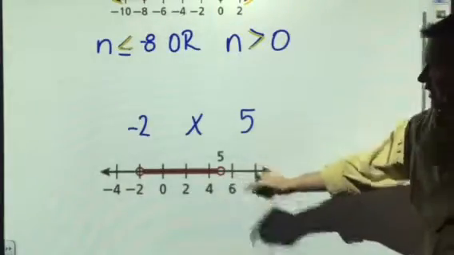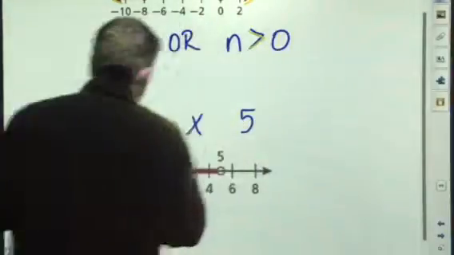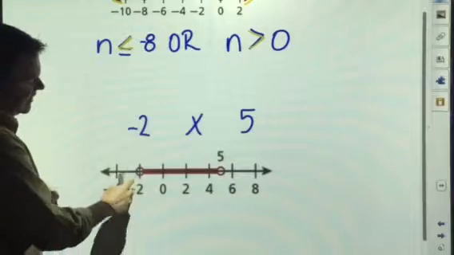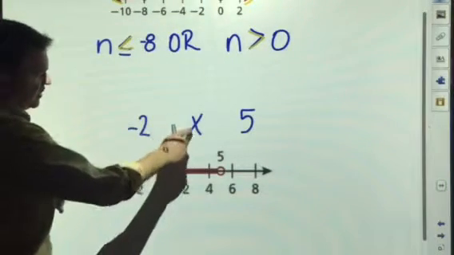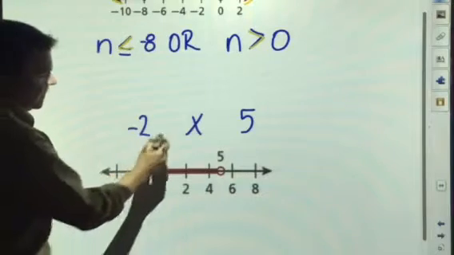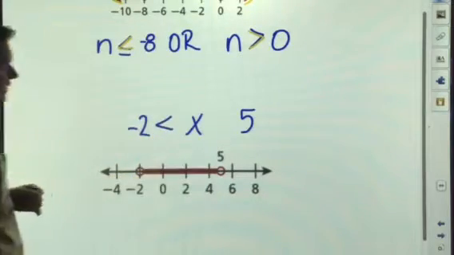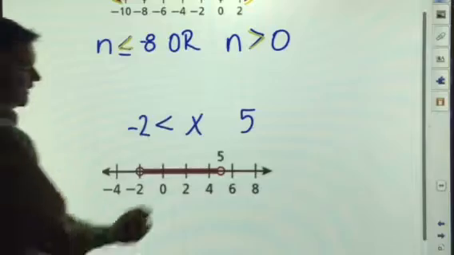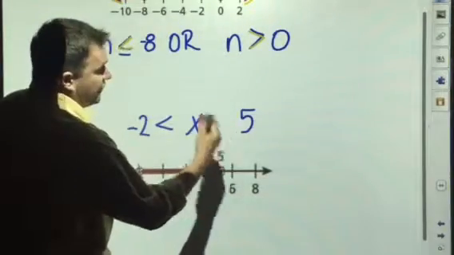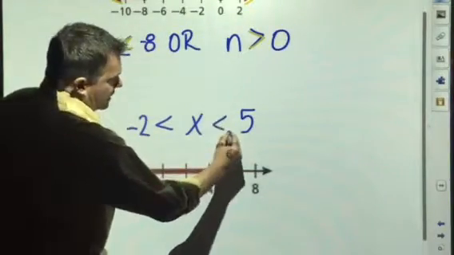Okay, let's think about this for a second. In your head, what you should say is that, okay, we stopped at -2. -2 is the lowest number. So the variable must be greater than -2. Well, if it's greater than -2, it must be less than 5. 5 is going to be the biggest number.